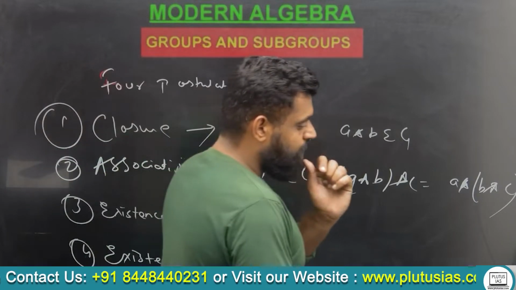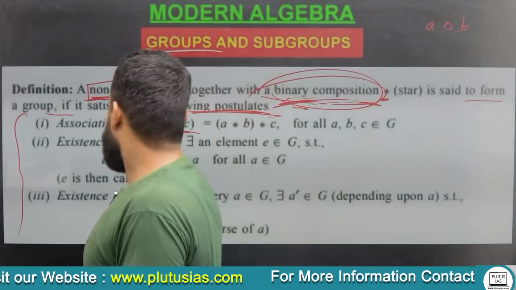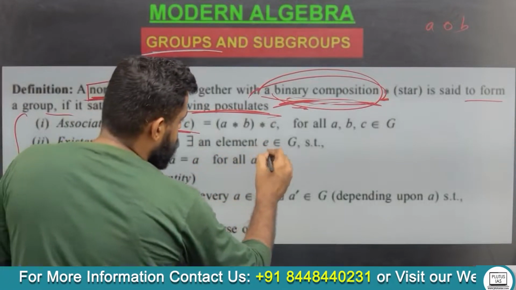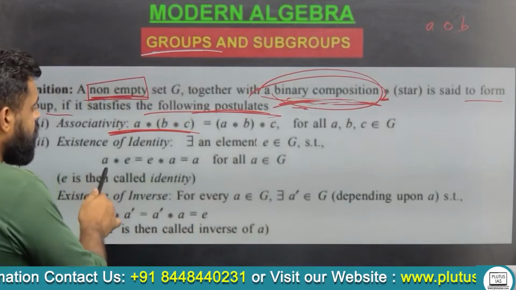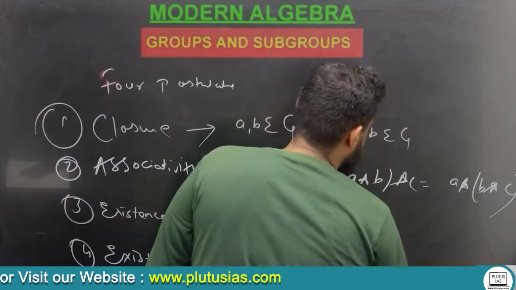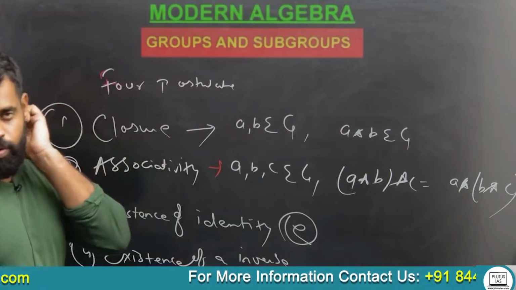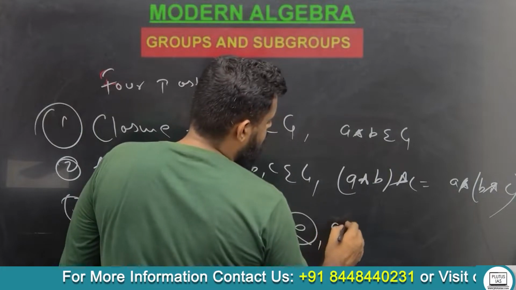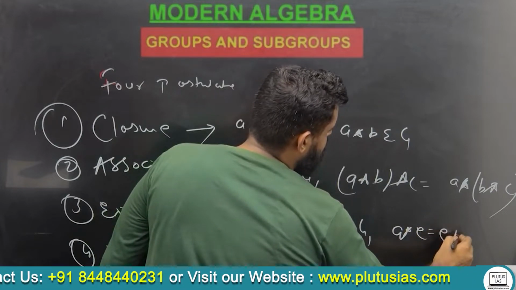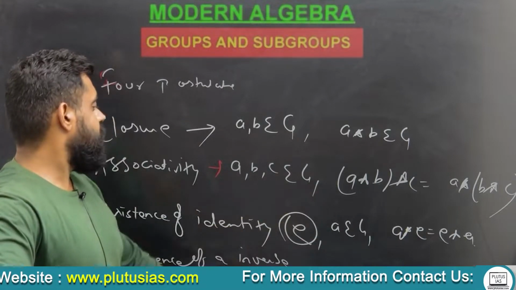Now the third property is the existence of an identity. So what is an identity? There exists an element E such that A operation E and E operation A is equal to A. The identity element is denoted by E. So if for every A belonging to G, A operation E is equal to E operation A, then we say that there is existence of identity.